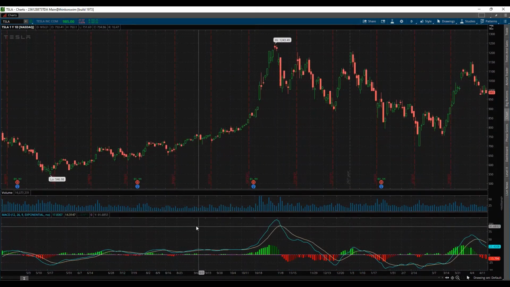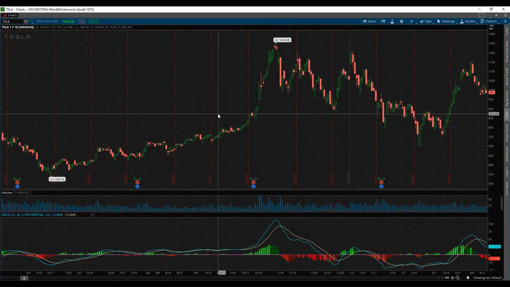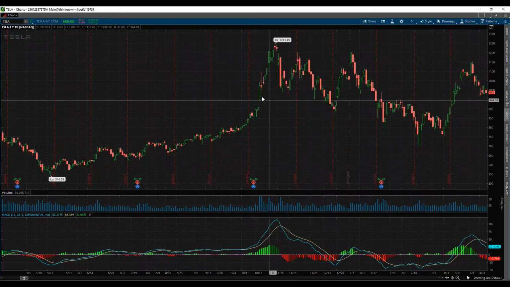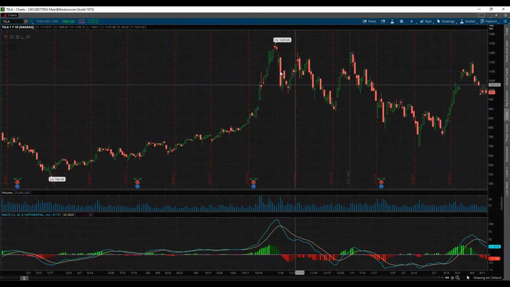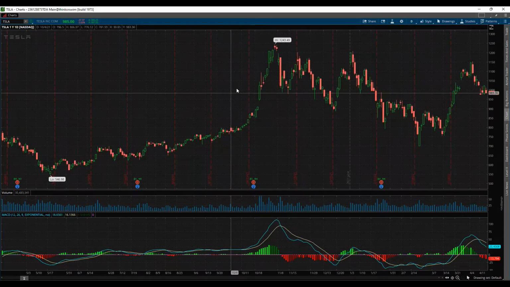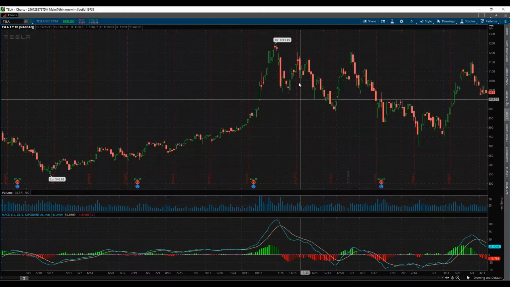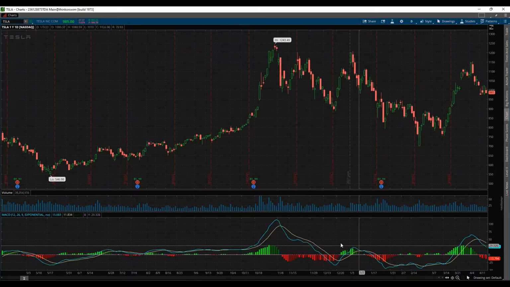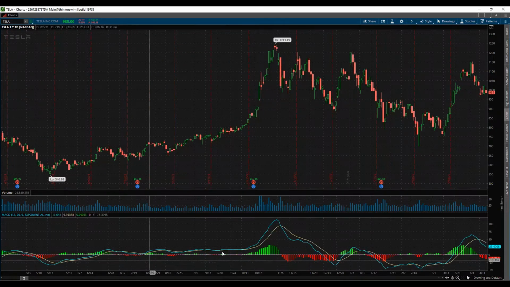Basically, this MACD is a lower indicator, not an upper indicator. A lower indicator means the price chart is here and your indicator is here. Some upper indicators are applied on the price itself. So now this is a lower indicator. Now let's understand what this MACD is.